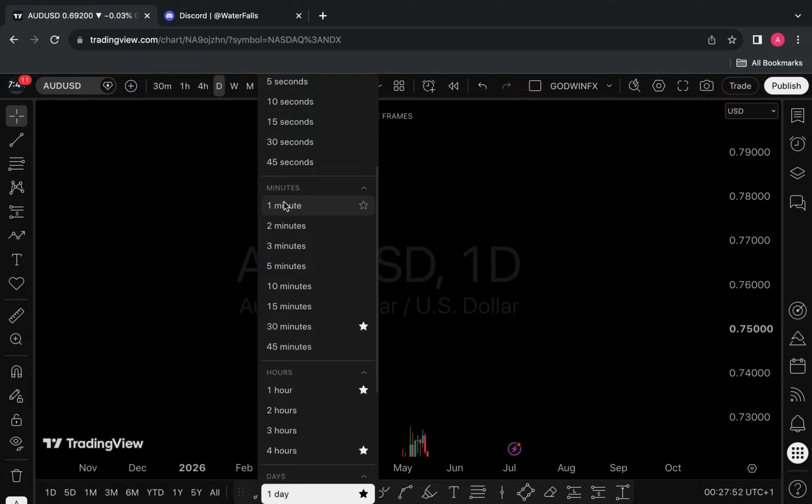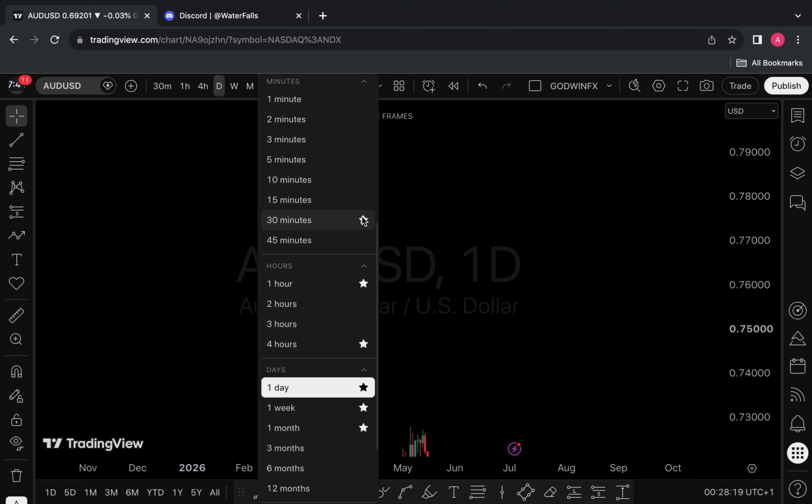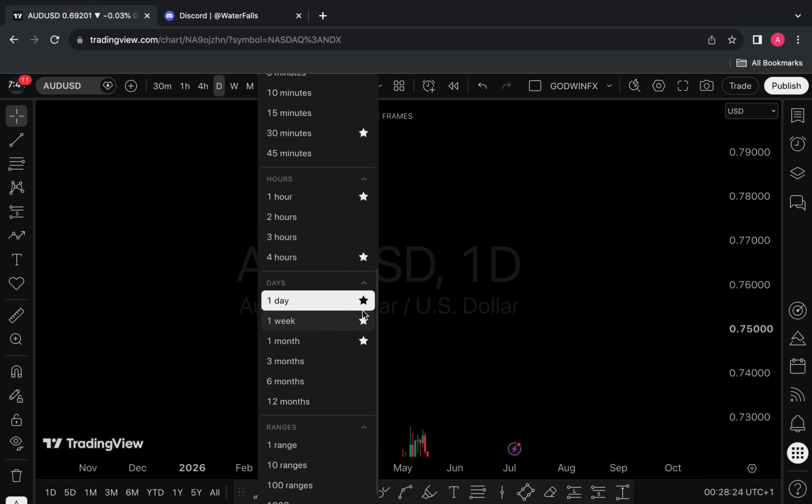You can see this is 1 minute. I do not use 1 minute, that is why I don't add it to favorites. But scalpers, you are going to see them using time frames like 2 minutes, 3 minutes, 5 minutes, 10 minutes. Because I'm a day trader and I swing sometimes, but majorly I'm a day trader, the list of my time frames starts at 30 minutes. I have 1 hour, 4 hour, the daily, the weekly, and the monthly.